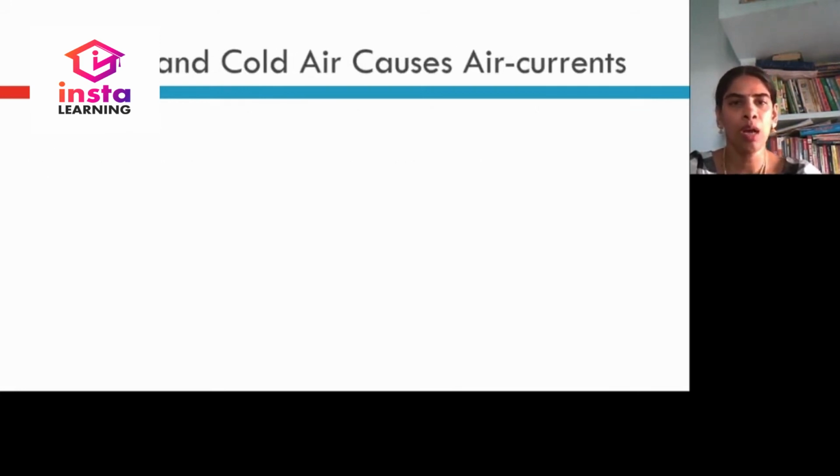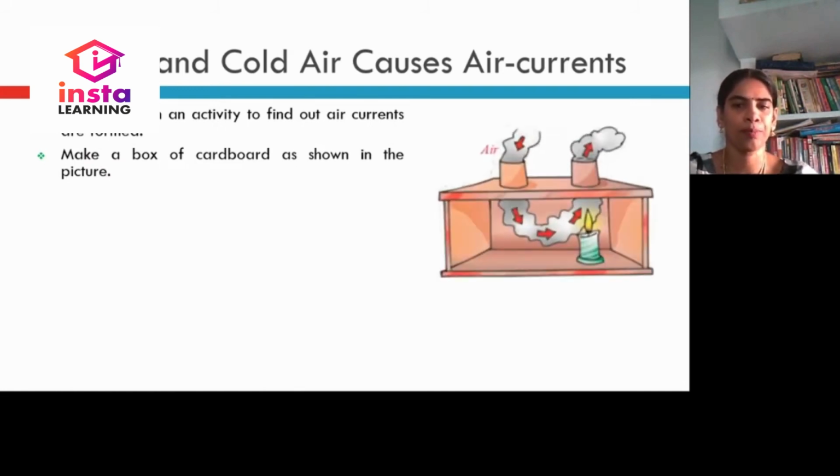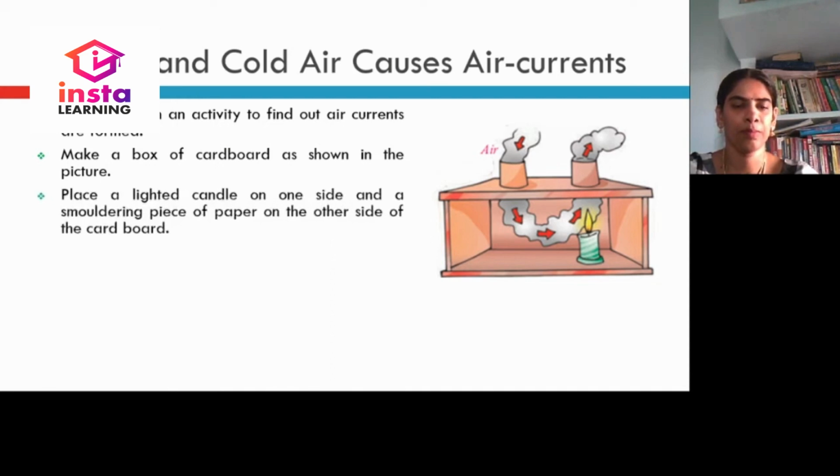Let us now learn how warm and cold air causes air currents. Let us now perform an activity to find out how air currents are formed. Make a box of cardboard as shown in the picture. Place a lighted candle on one side and a smoldering piece of paper on the other side of the cardboard.